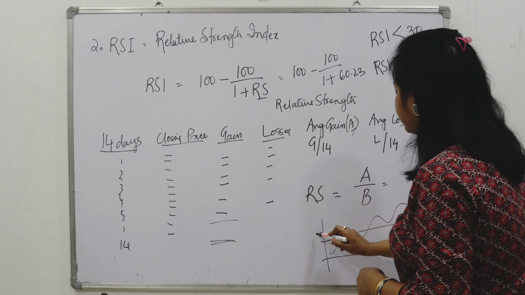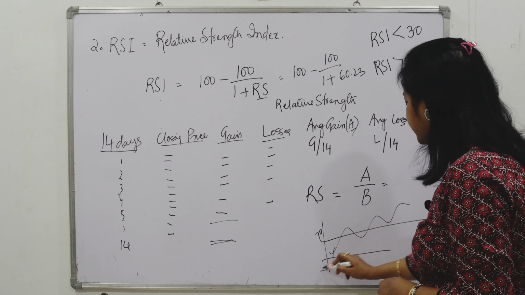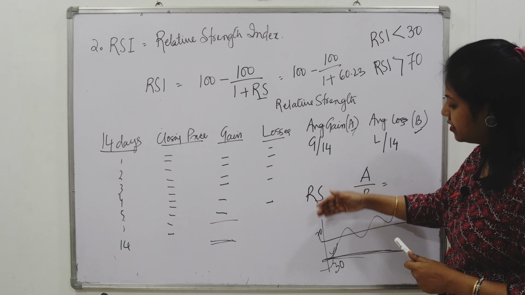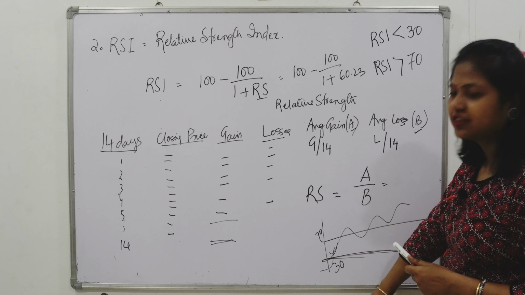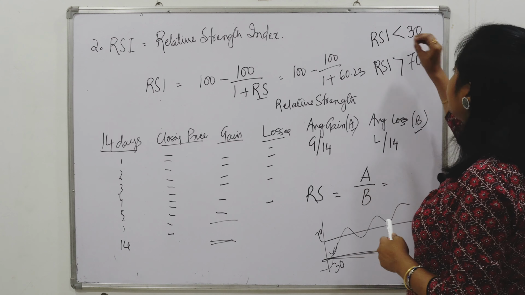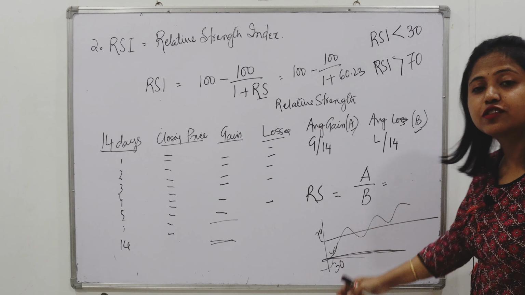So this line means it is crossing 70, and suppose it has come this side, and if it is going down this line, that means it is going down from 30. Okay, so it is crossing 70, it is crossing 30 downside. Then what is its implications? If RSI value is less than 30, then it means that the stocks are oversold.